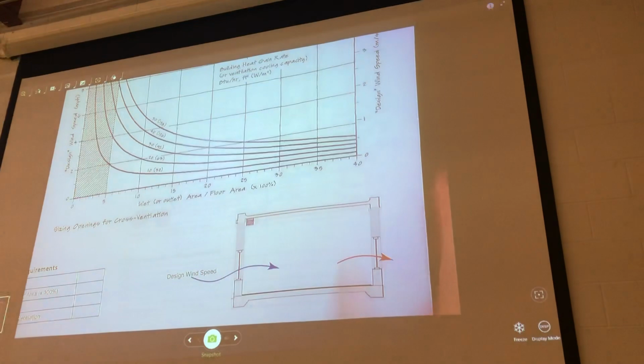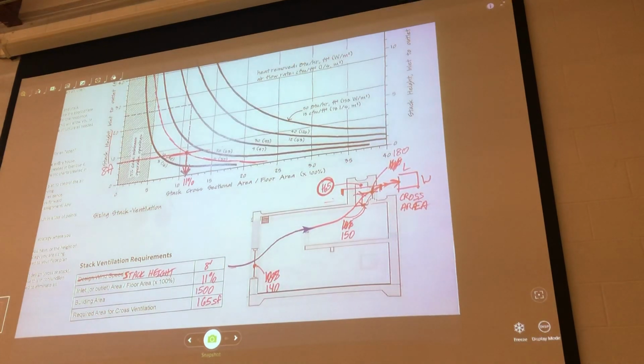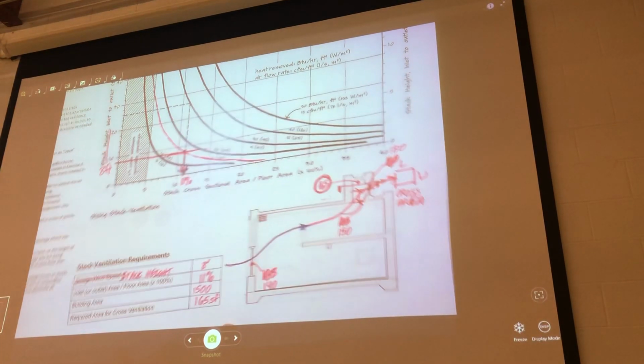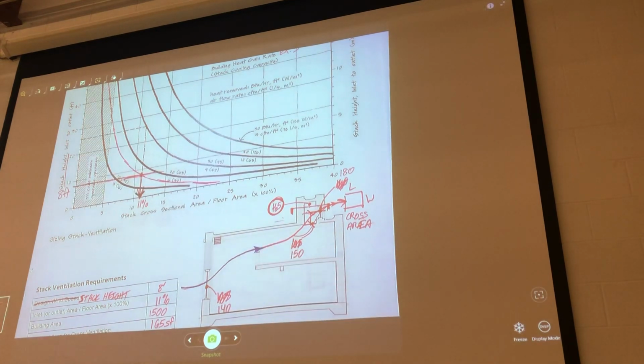Yes? At 165, so you said we could spread it out over multiple? You could spread it out over multiple, yes. So if you say you did 4 of them and you made them all 45 square feet each, you would have more than the 165 combined.